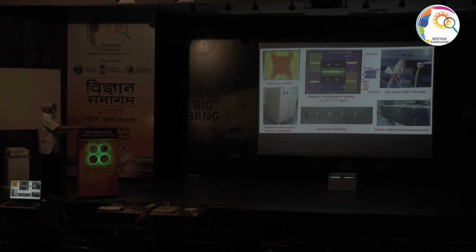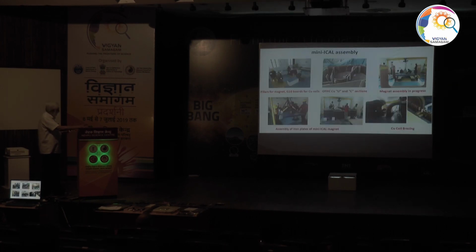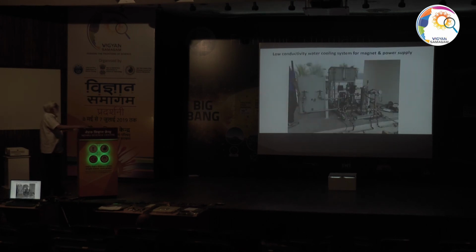These things were standing on a pillar. The plates, these U's, were first erected. Then the plates were put in place, so you can see assembly going on using a gantry crane. After everything was done, the C's were put on top and brazed using an induction brazing machine. You can see here that the C is being brazed to this, and there is the hole which will ultimately carry cooling water. This is the low conductivity water cooling system for the magnet, as well as the power supply that drives the current.